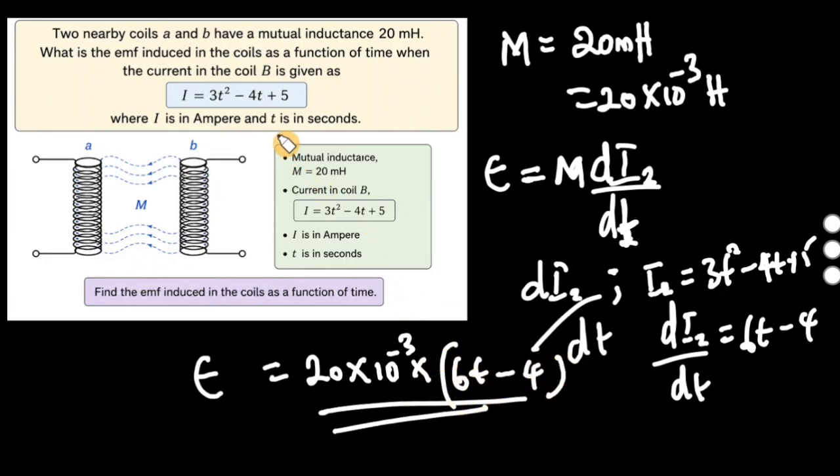But if the time was given, let's say t equals 2 seconds, we can now substitute for t and evaluate.